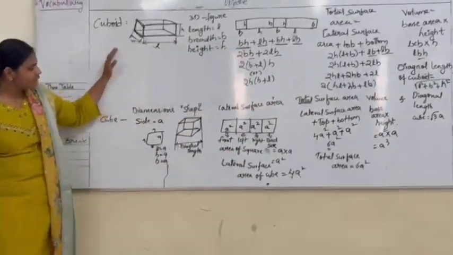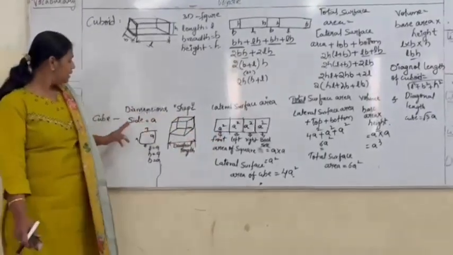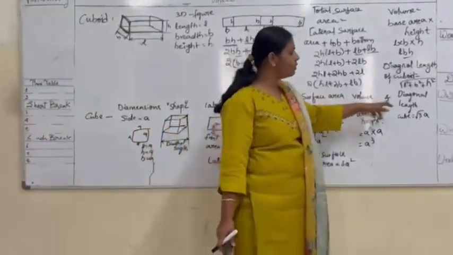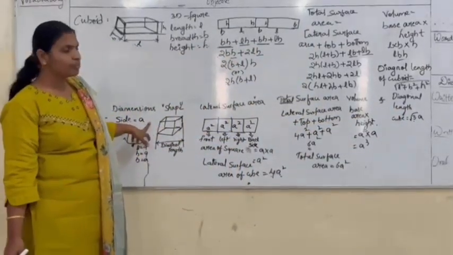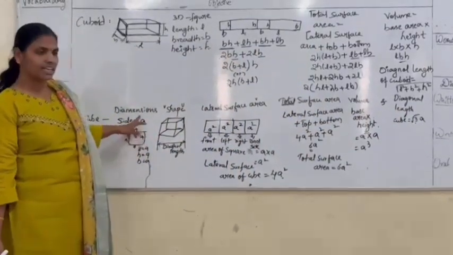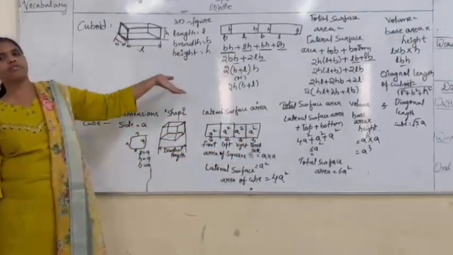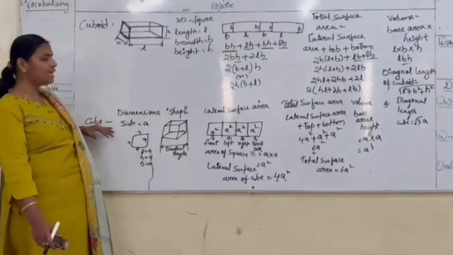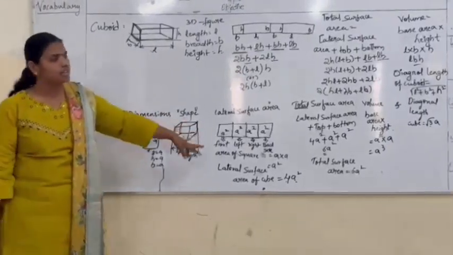Here, as I told, I will explain how to frame formulas for cube and cuboid: lateral surface area, total surface area, volume and diagonal length. Here, by using the shape and by using the side dimensions, I just framed the formulas. So in this way, if you frame formulas for cylinder, sphere and other 3D shapes, it is easy to solve the problems even without having the formulas memorized.